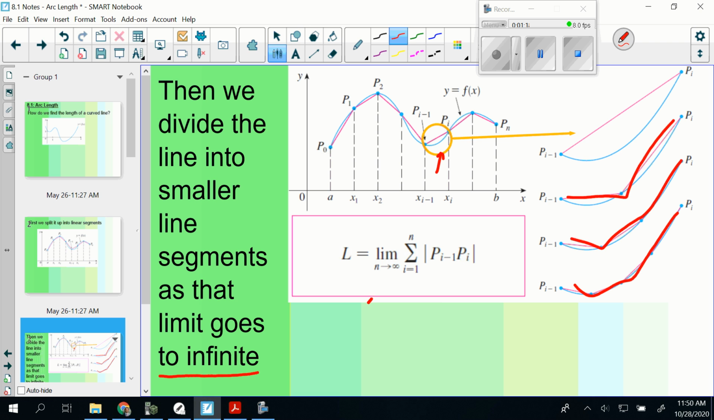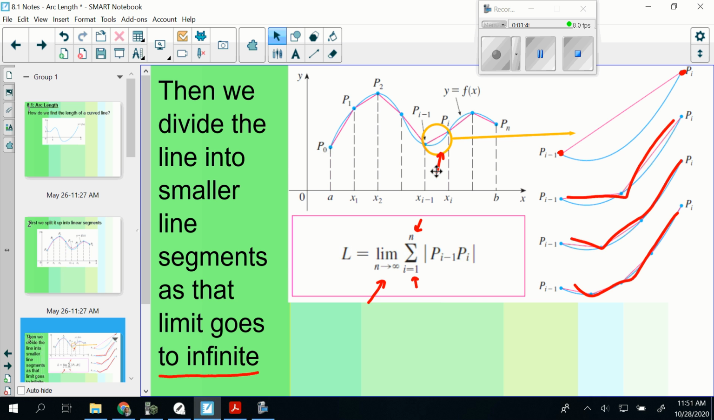So we would say the limit as the number of line segments goes from 1 to infinity of the difference of these, because the difference of this point minus this point would give us that distance there. We do it with absolute value to make sure it's positive, and the summation of all those would give us the distance of that line.